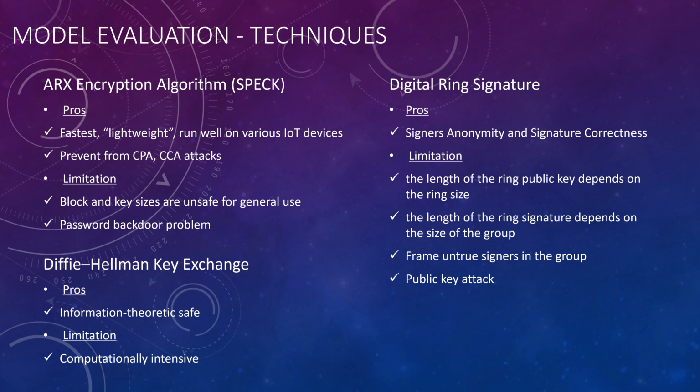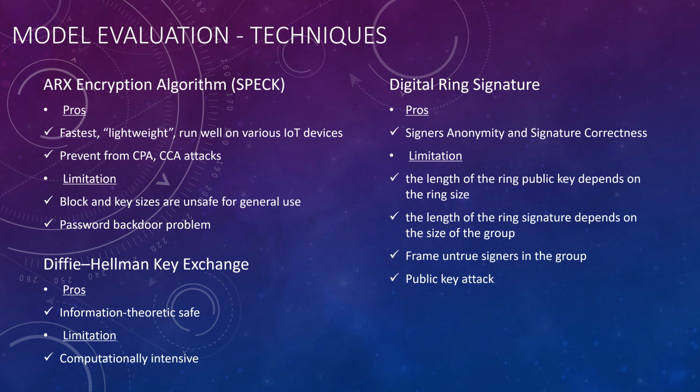There are several pros and limitations of the techniques in the model. For ARX encryption, SPECK is one of the fastest ciphers available, running well on various IoT devices. It can also safely resist CPA and CCA attacks as well as related-key attacks. However, due to small block and key sizes, it's hard to prevent bursty and brute force attacks. For Diffie-Hellman key exchange, because of the random output by the hash function and DLP, an external observer would not easily calculate the shared secret value, so we can consider this way as information-theoretically safe.